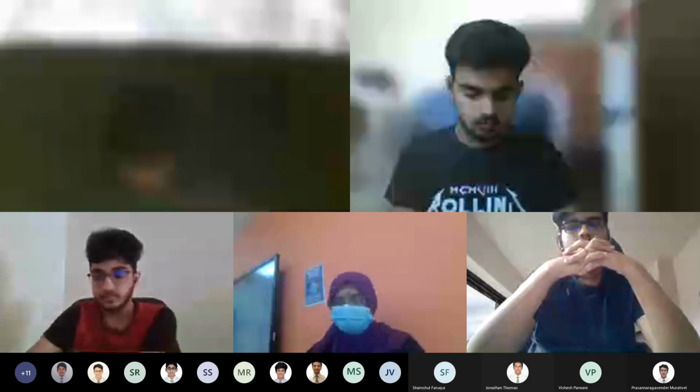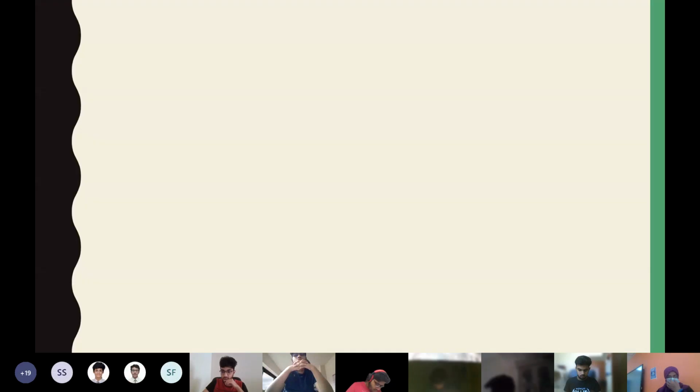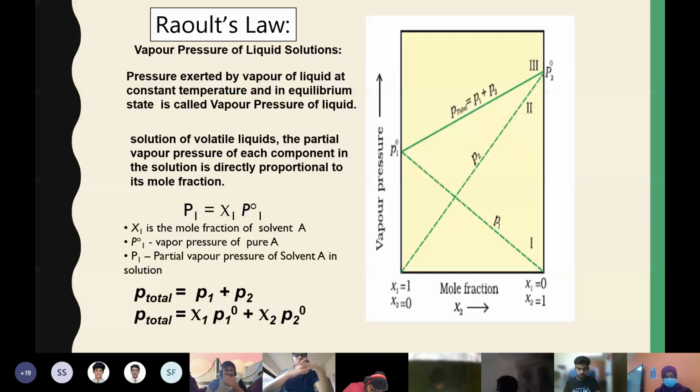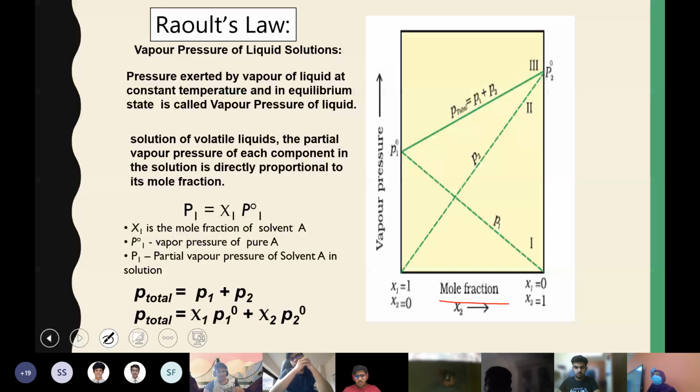Yeah. Right. So when you look into the graphical representation of Raoult's law, you can see that it's a plot of mole fraction versus vapor pressure. The mole fraction is plotted on the x-axis and vapor pressure is plotted on the y-axis, right? And for the mole fraction, in the beginning you can see the values given.